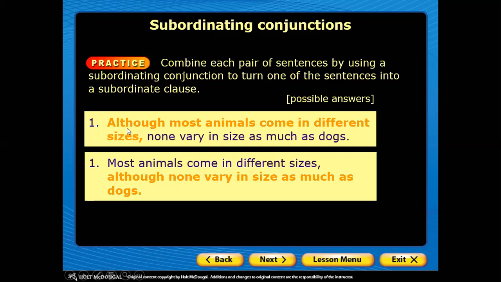So, Omar, can you read the two sentences for us, please? Although most animals come in different size, none vary in size as much as dogs. Most animals come in different size, although none vary in size as much as dogs. So what's the decisive factor on which we decide which clause goes first? It depends on what you want to emphasize more.